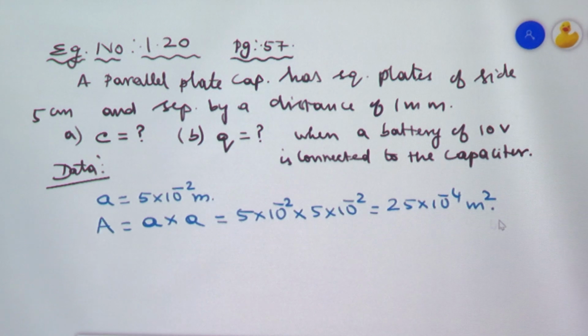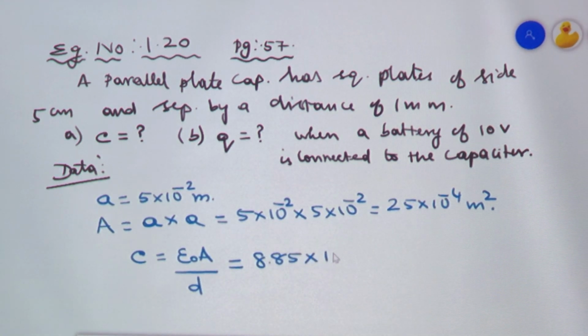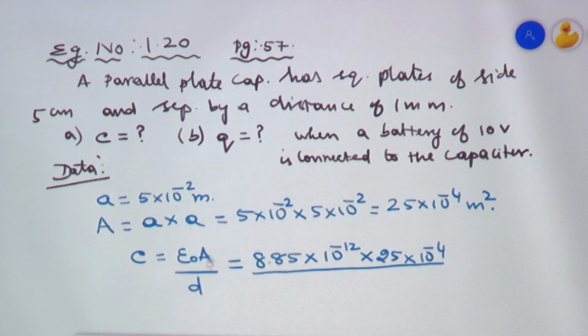Now we can calculate the capacitance of the capacitor. The capacitance of the parallel plate capacitor is given by the formula epsilon 0 into A divided by d. What is the value of epsilon 0? Epsilon 0 is 8.854 or 8.85 into 10 to the power of minus 12. In your book, the value is given, but the unit is given in a wrong manner. The unit is coulomb square per newton meter square. Multiply it with the area, 25 into 10 to the power of minus 4, whole divided by the distance between the plates.